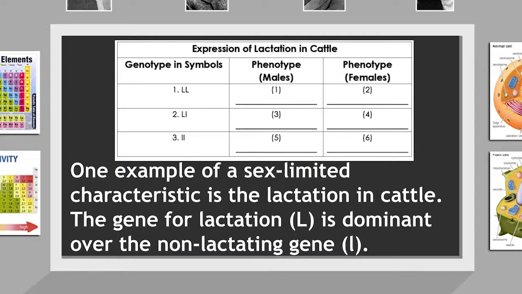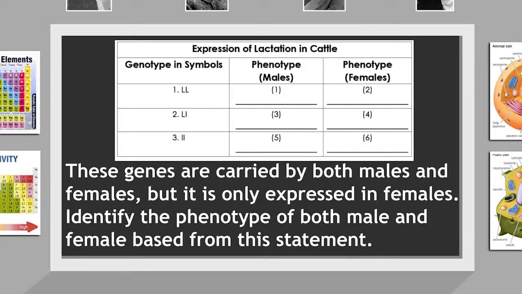One example of a sex-limited characteristic is the lactation in cattle. The gene for lactation is represented by an uppercase L, is dominant over a non-lactating gene, which is represented by a lowercase l. These genes are carried by both males and females, but it is only expressed in females. Now, identify the phenotype of both male and female based from this statement.